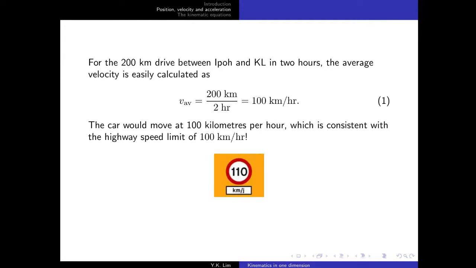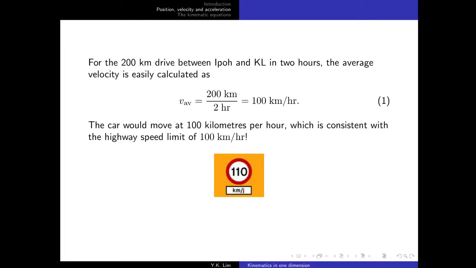So if we take the total distance to be exactly 200 kilometers and the time taken to drive to be exactly 2 hours, we can say that the average velocity of the drive is 200 divided by 2, which is 100 kilometers per hour. On average, the car has been driving at 100 kilometers per hour, which is consistent with the typical highway speed of 100 kilometers per hour.